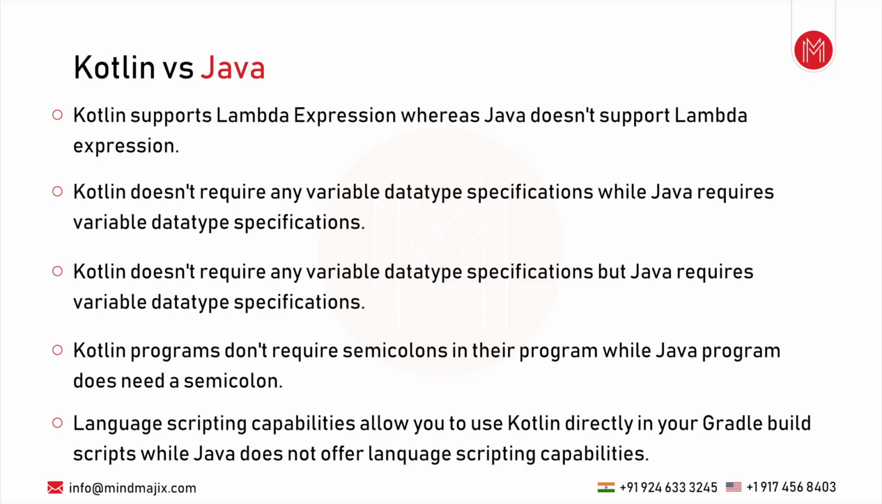And Kotlin doesn't require any variable data type, and semicolons we also do not need. But Java programming needs semicolons. That means we have to end every statement. Language scripting capabilities allow you to use Kotlin directly in your Gradle build scripts, while Java doesn't offer that.